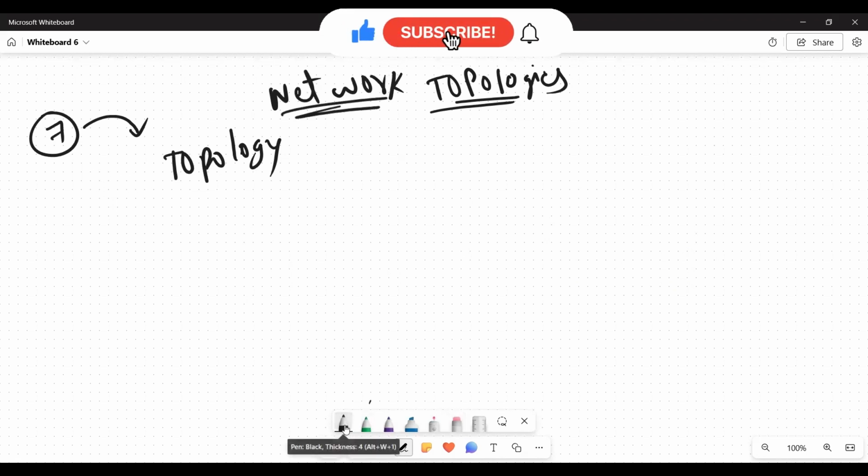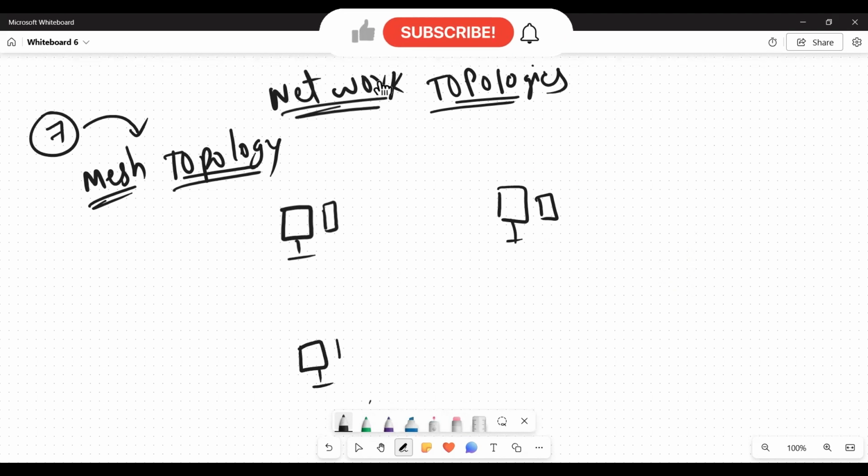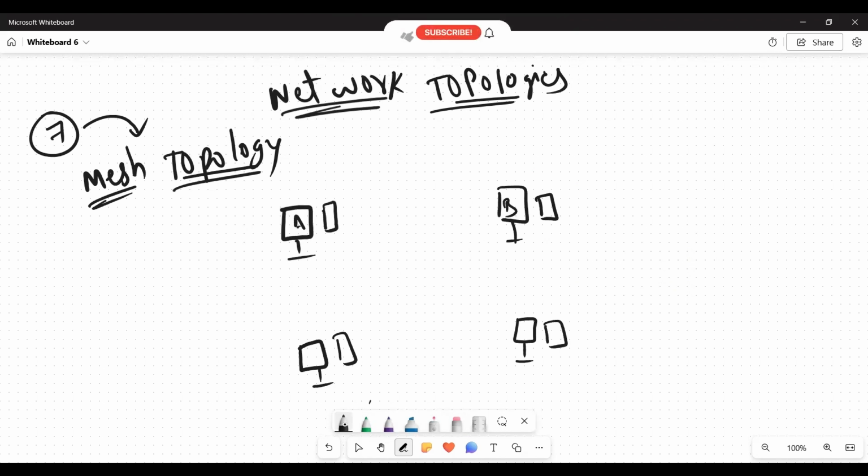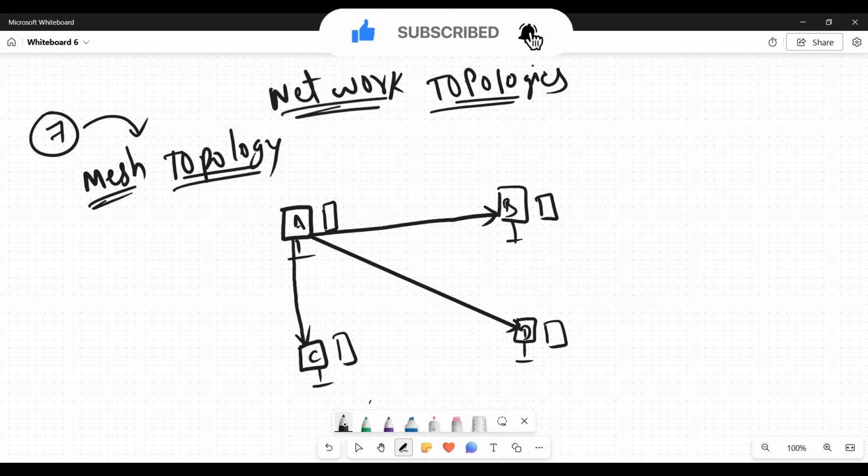Now we will discuss mesh topology. Suppose there are four devices connected to each other in your organization. This is device A, this is device B, this is device C, and this is device D. A is already connected with B, and A is already connected with C.